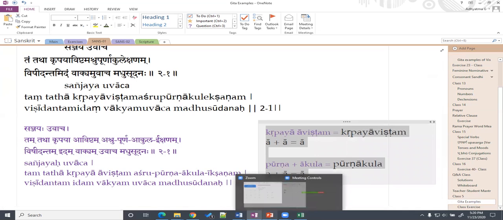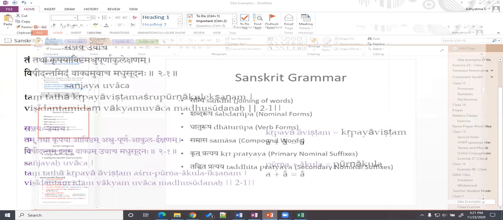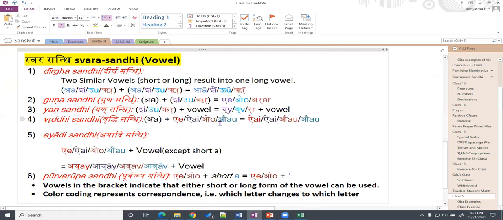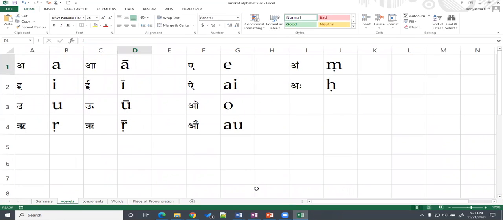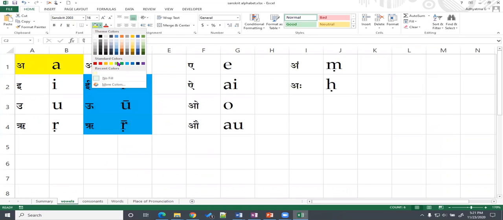Similarly, it will take place in the ikara, ukara, and rukara. Now look at the second type. That's called guna sandhi. So we talked about similar vowels. Now the dissimilar vowels. So what happens when it is a dissimilar vowel? So dissimilar vowel means this is the first. So we'll take the example when this is the first vowel and any of these are the second vowel.